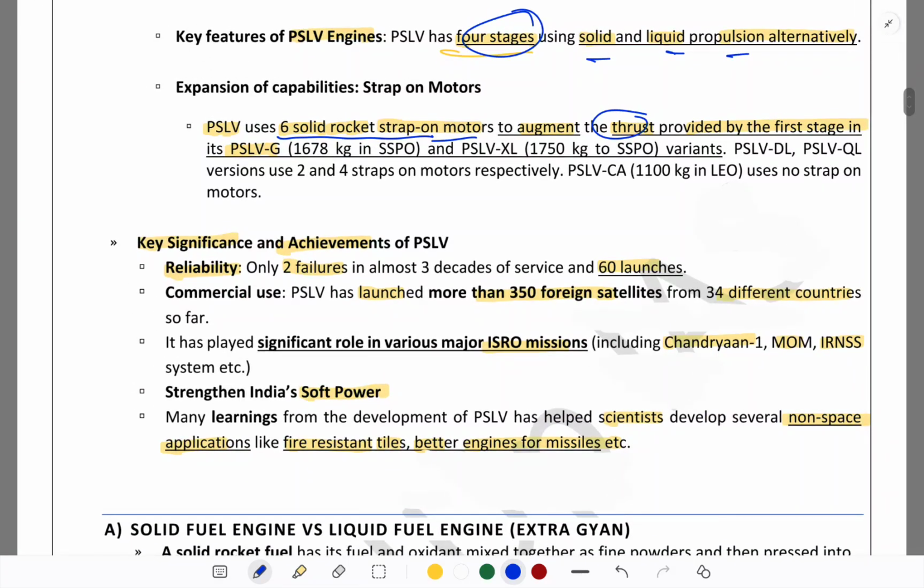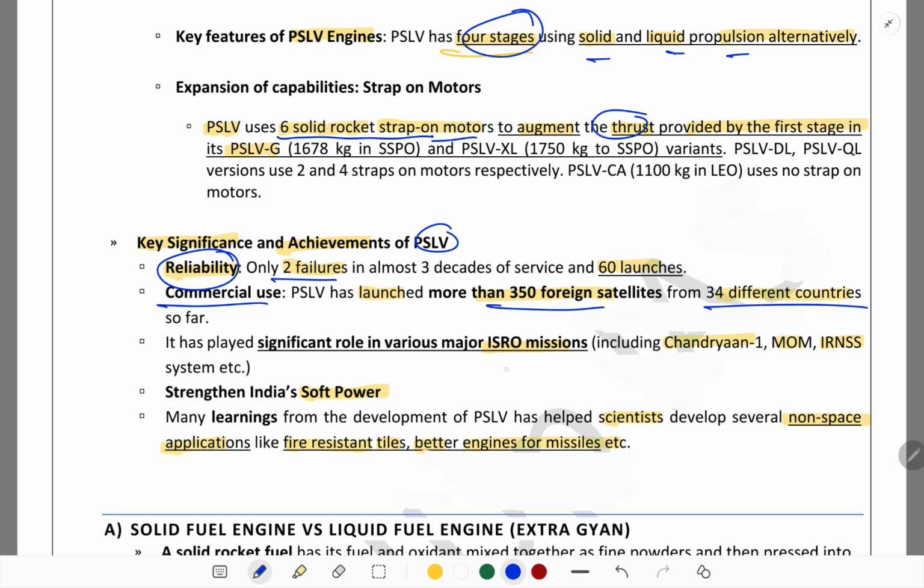Talking about some achievements of the PSLV. Talking about reliability, it faced failure only twice in 3 decades. 60 launches it has done, and the 61st I have mentioned, the December one. Apart from that, we are also using the PSLV for commercial purposes. We have launched near about 350 satellites for 34 different countries.